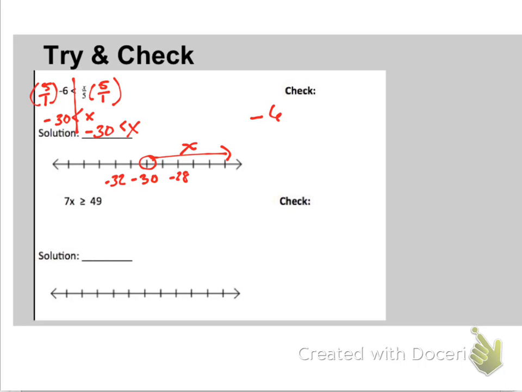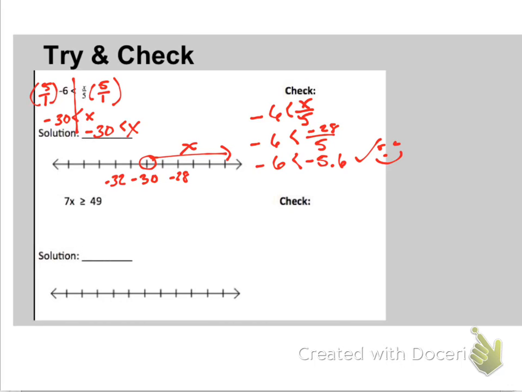Rewrite: negative 6 is less than x over 5. Let's pick a solution that's been graphed. Pick negative 28. Negative 6 is less than negative 28 over 5. Negative 28 divided by 5 is going to be negative 5.6. Negative 6 is less than negative 5.6. That is a true statement, so our solution checks.